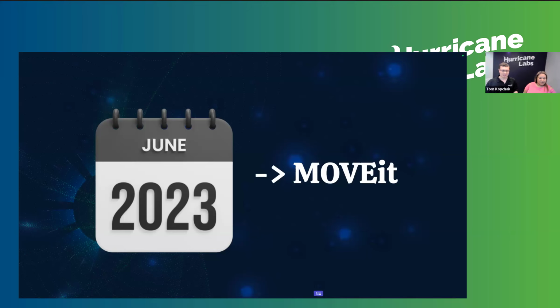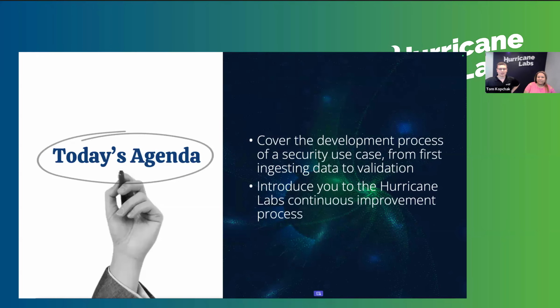And that situation where something happens and you need to design a use case is exactly what we're going to be talking about today. So our agenda for today, we're going to be covering the process of developing a use case, basically from first getting that data into Splunk all the way to confirming that it's working properly. And then we're also going to introduce you to the continuous improvement process that we have at Hurricane Labs, where we go from, hey, we get our data in, we have alerts, but how do we make sure those alerts are still working? How do we make sure they're effective in a customer's environment?